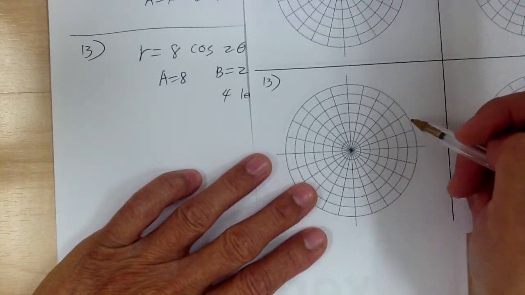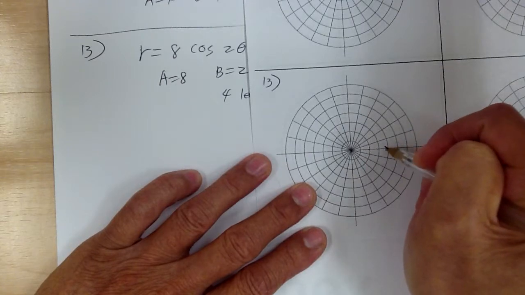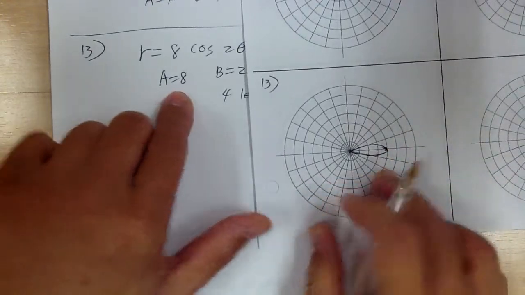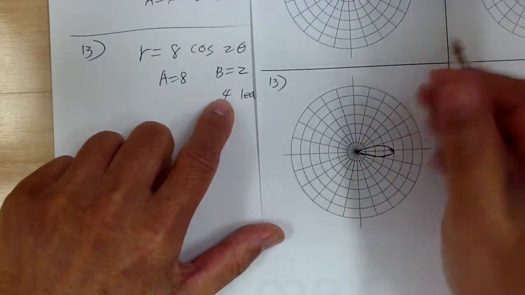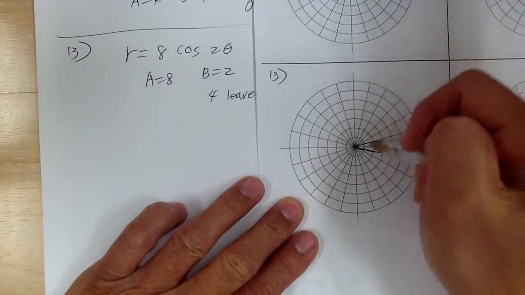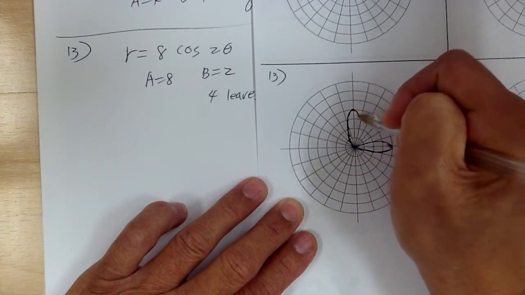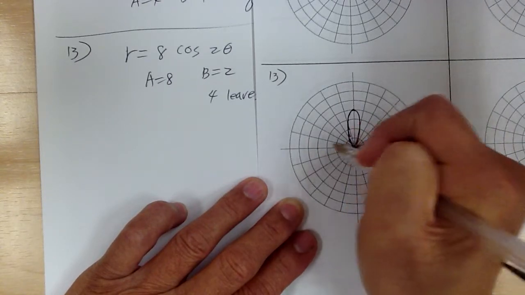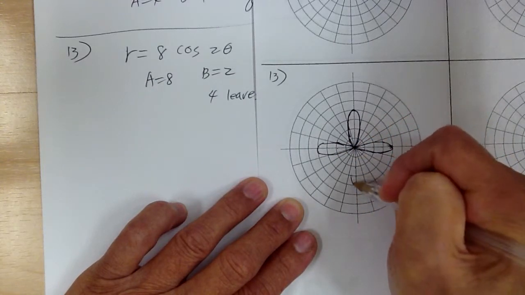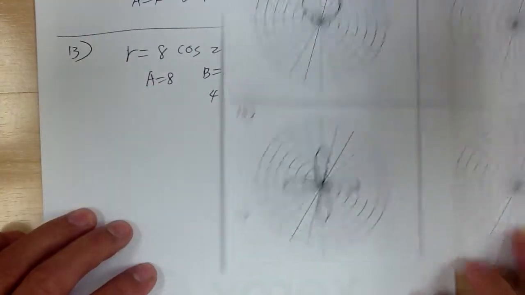I'm going to make each one equal to 2. So 2, 4, 6, 8. It's going to be right over here, and you can just kind of estimate. Again, the 8 is the length, and there are 4 petals because it's an even number. With an even number, you multiply by 2, so 2 times 2 gives you 4. They're going to spread out evenly, so that's going to be 90 degrees apart. And that's it. You don't even have to make the tables.